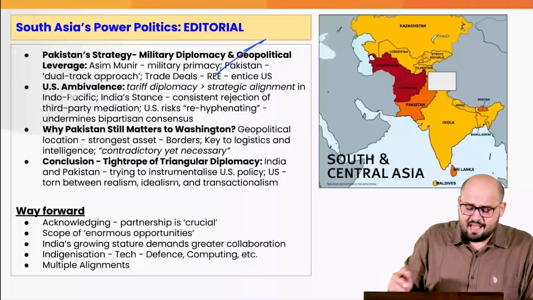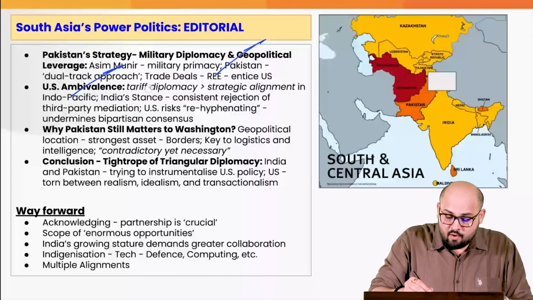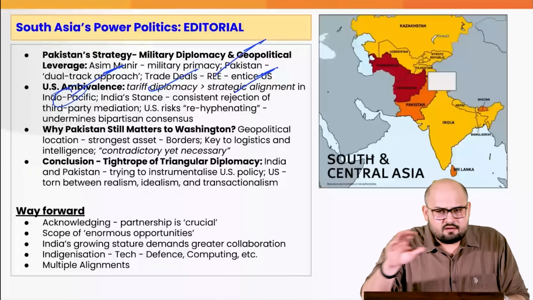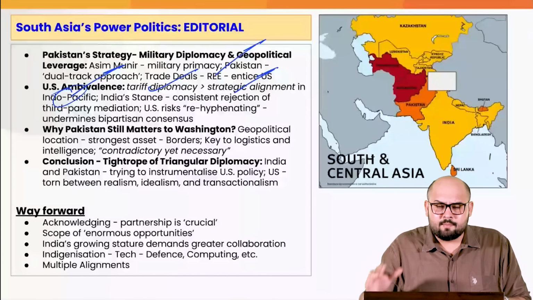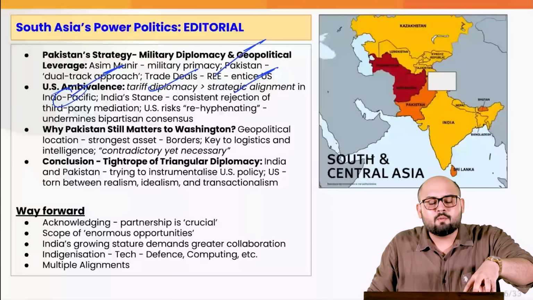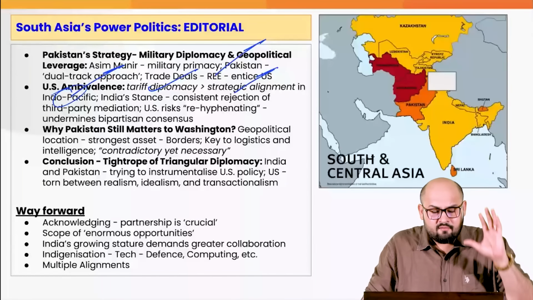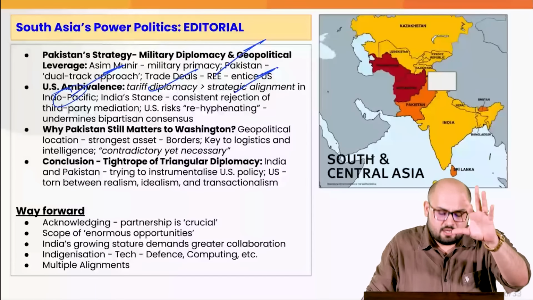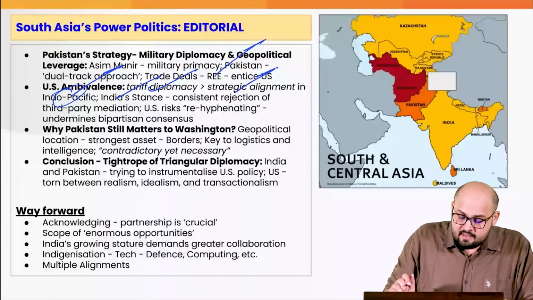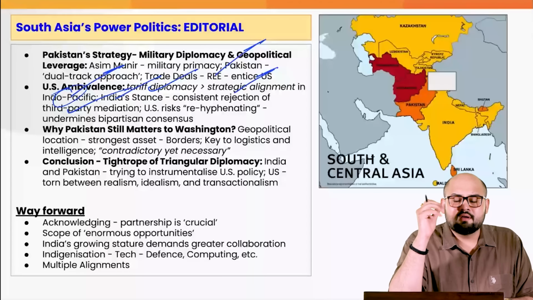Now, what is the US ambivalence? For the US right now, tariff diplomacy is more important than strategic alignment, especially when we talk about the Indo-Pacific. It is not really interested in doing anything substantial in the Indo-Pacific. Right now, it is concerned with its own growth and development, and that's why it is also coming up with different policies, Make America Great Again or America First. For Trump, what really matters right now is economic interest. And India's stance has been very consistent, very clear: we have completely rejected third-party mediation, especially when we talk about the Kashmir issue.